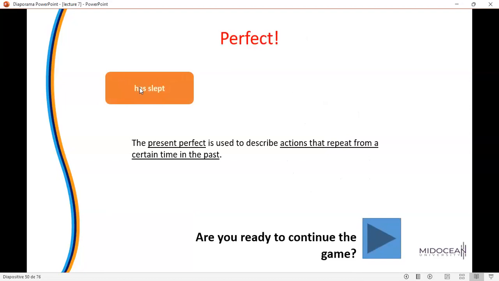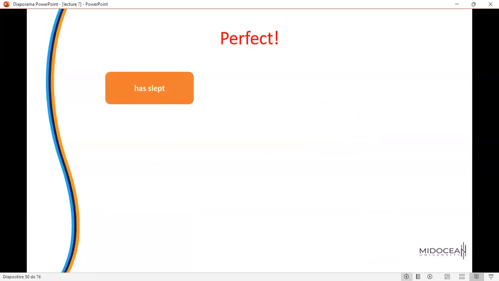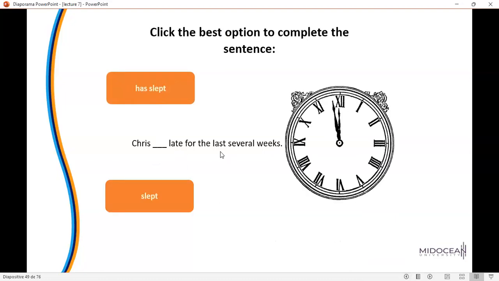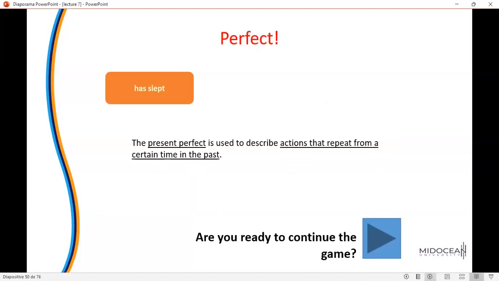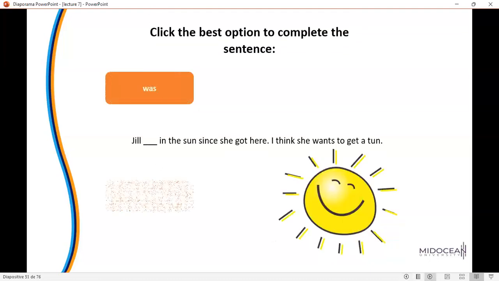Okay. So here we use the present perfect. Why? Pourquoi? So the present perfect is used, as you know, to describe actions that repeat from a certain time in the past. And here, as you see, you have last several weeks. So we use present perfect because we have an action that repeats from a certain time in the past. Okay, nice.